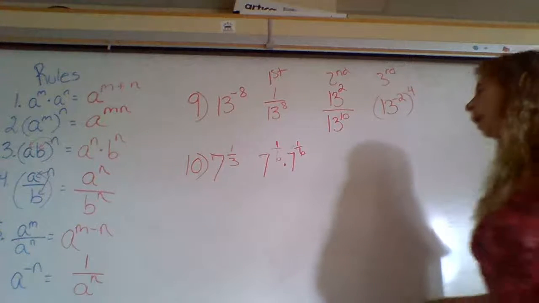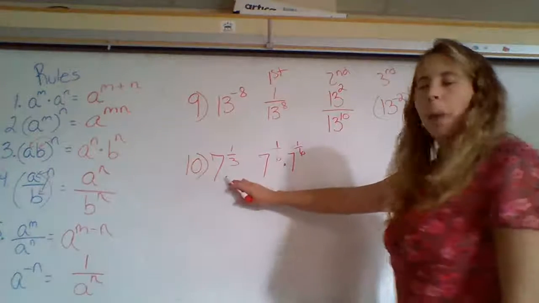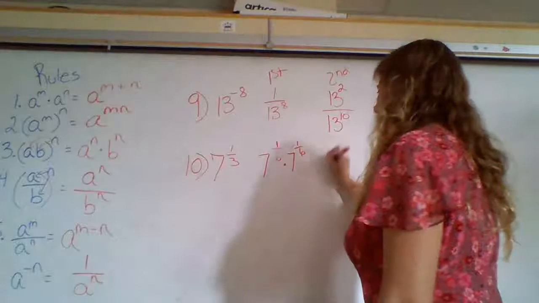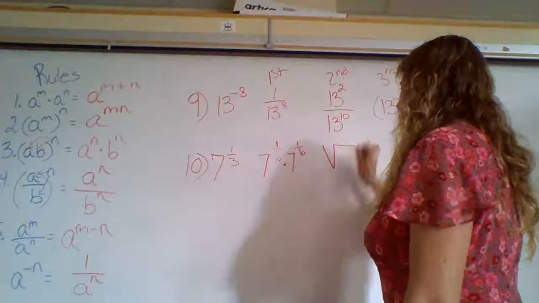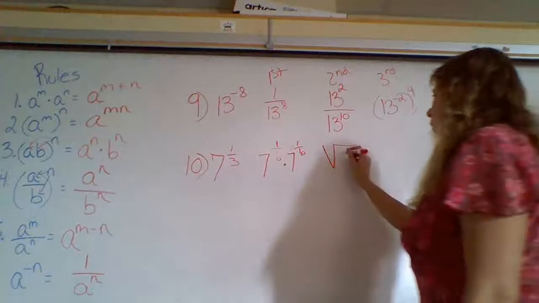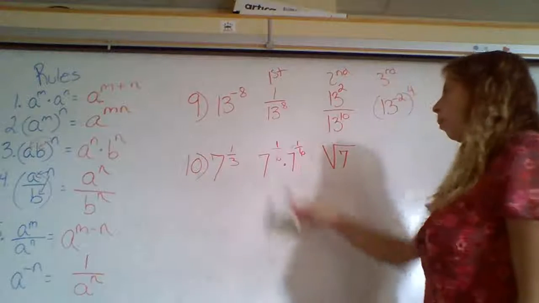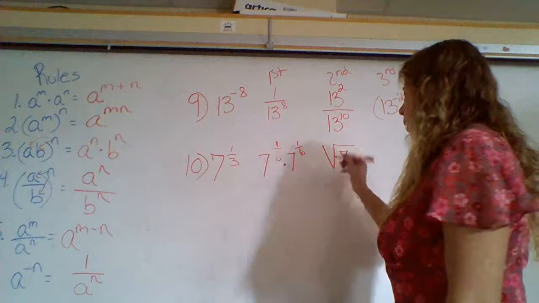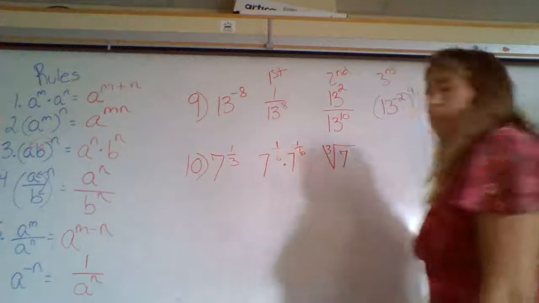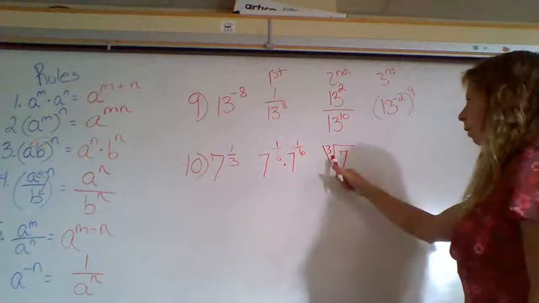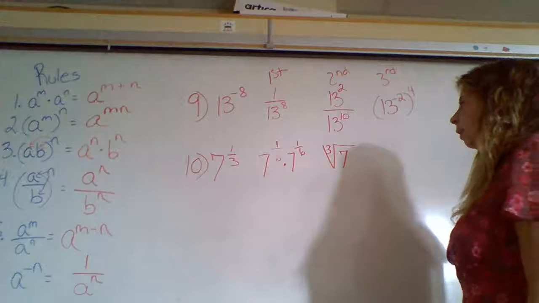Oh, I didn't even think about this one. You could also write it how we were practicing on Thursday, where you change it into a root. So 7 goes in here, and then your bottom number is your index and goes on the outside. So it's the cubed root of 7.